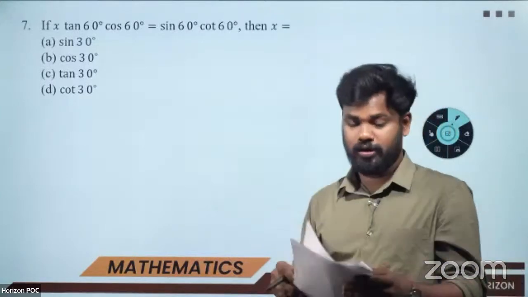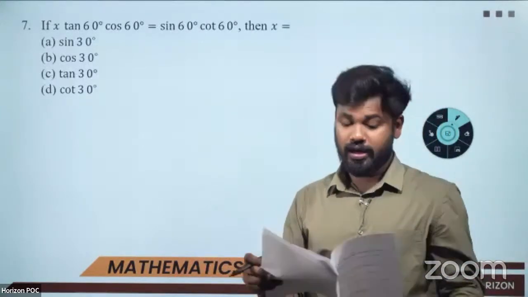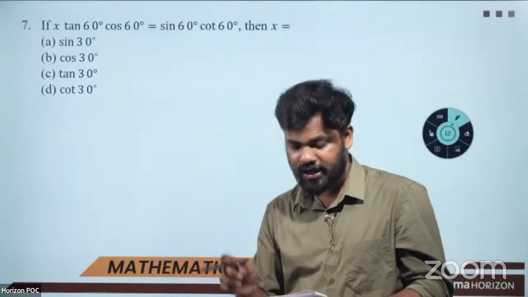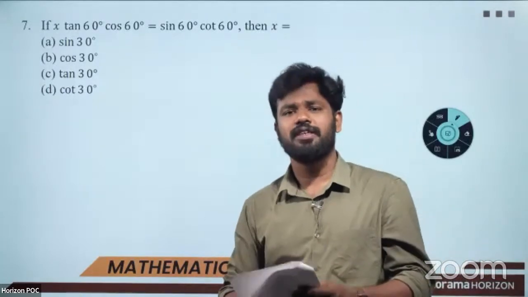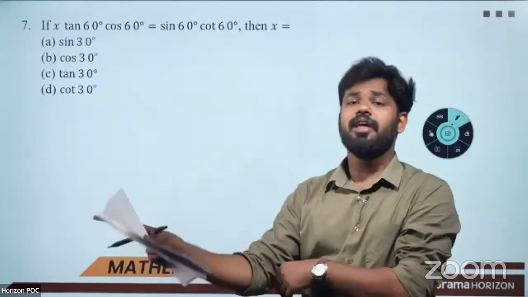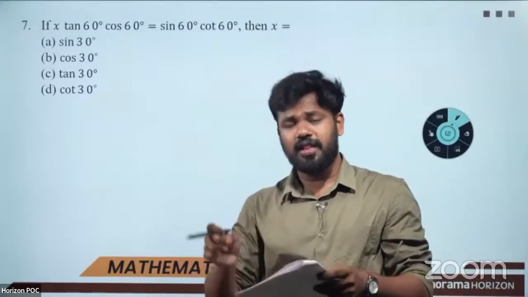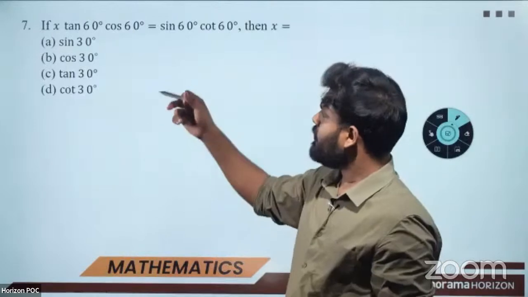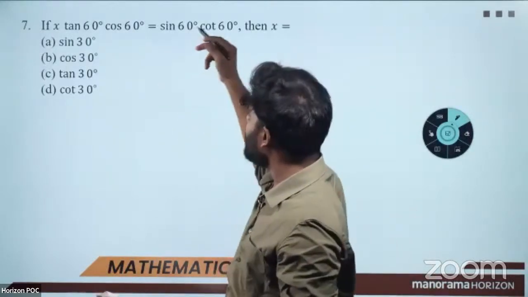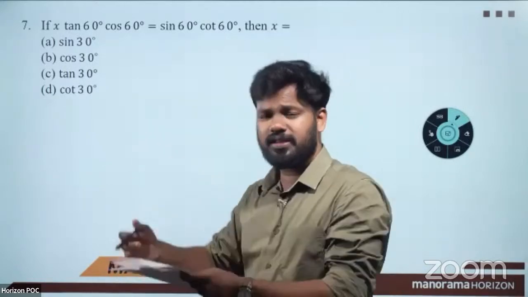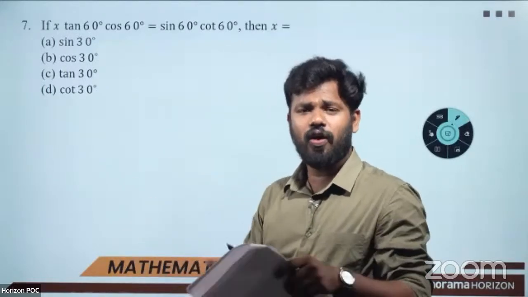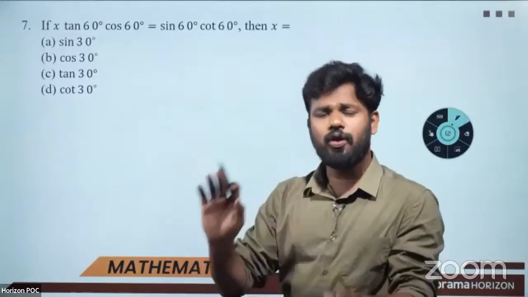If x tan 60 cos 60 is equal to sin 60 cot 60, then what is the value of x? They are giving us a trigonometric equation and asking us to find the value of x. To find out the value of x, just look at the equation. x tan 60 cos 60 is equal to sin 60 cot 60. We know the values of tan 60, cot 60, sin 30, sin 45, all these things, right? So you just need to directly put all these values there.